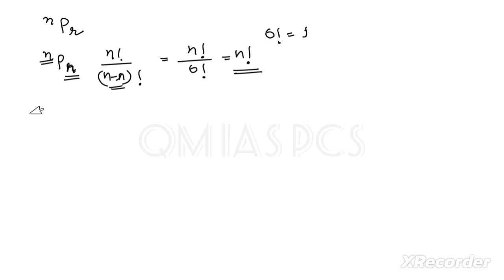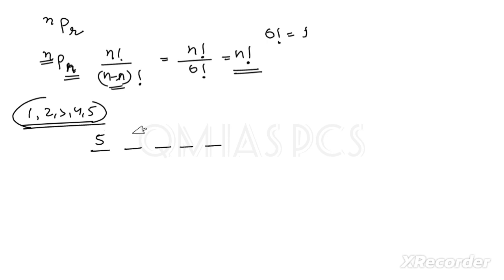So if the question is that we have the digits 1, 2, 3, 4 and 5 and we have to make a 5-digit number taking all digits at a time, then in the first place we have 5 ways, for the second place 4 ways, for the third place 3 ways, then 2 ways, then 1 way. We have to multiply all these numbers, so actually this is factorial 5. So this is factorial n, that is nPn, or 5P5. Got it?